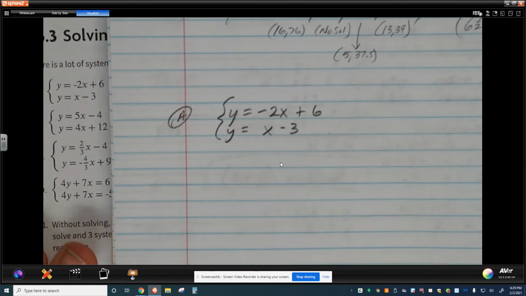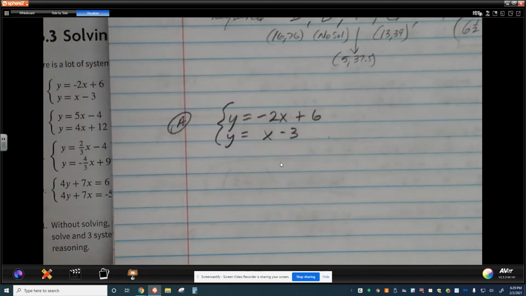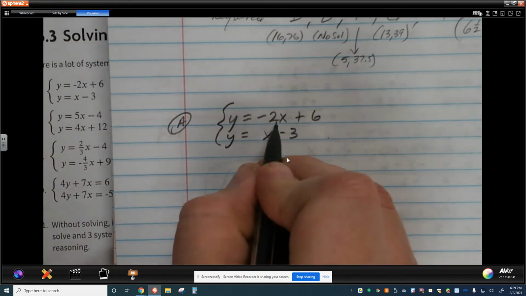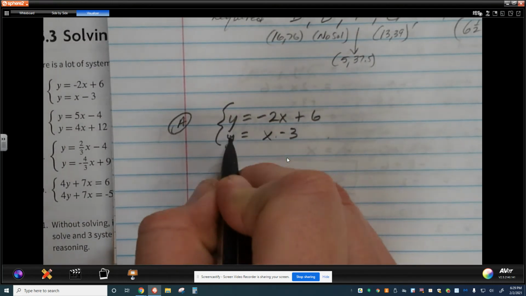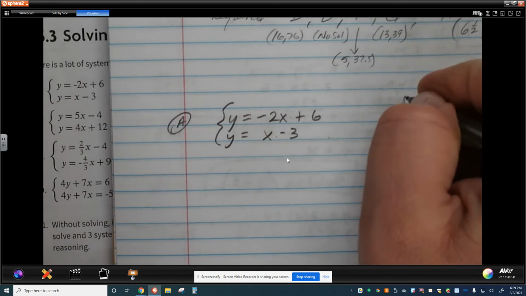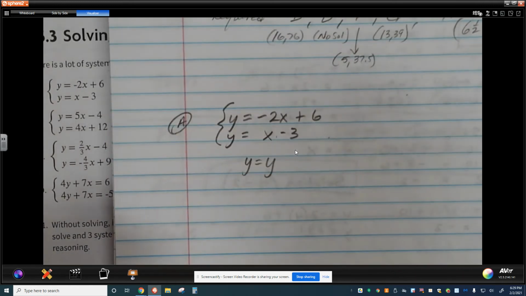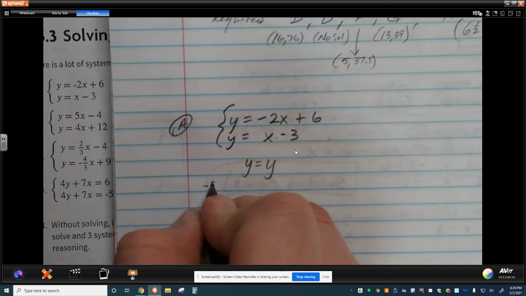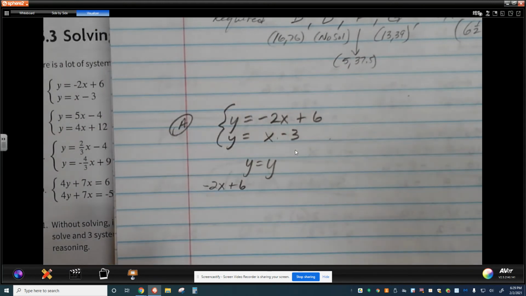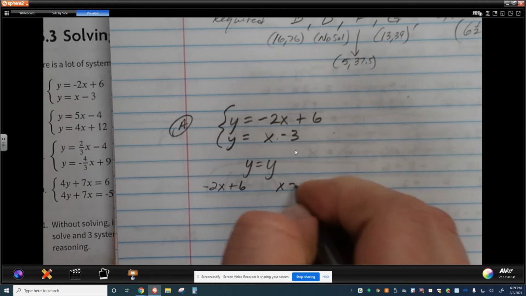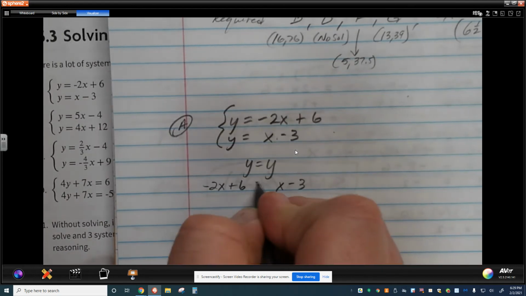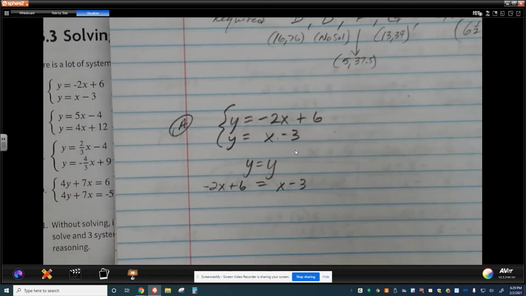So item A, if you take a look here, I think this one is pretty straightforward. Item A shows that both expressions are equal to the same value of Y. So by that logic, that means that Y is equal to Y. We know that for sure, which means that negative 2 times X plus 6 represents Y, and X minus 3 also represents Y. So those two expressions must be equal to each other.